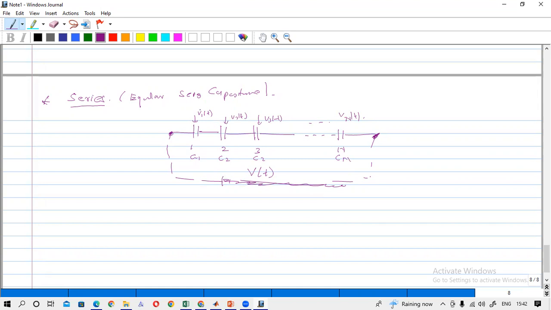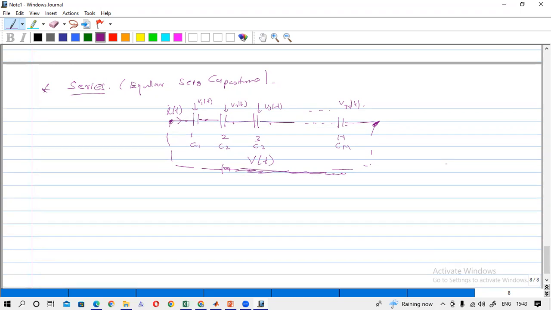So voltage should be changed. Okay. So you know that if this is serially connected, the current through all the capacitors should be the same. If it is serially connected, current should be same, but voltages are not same.